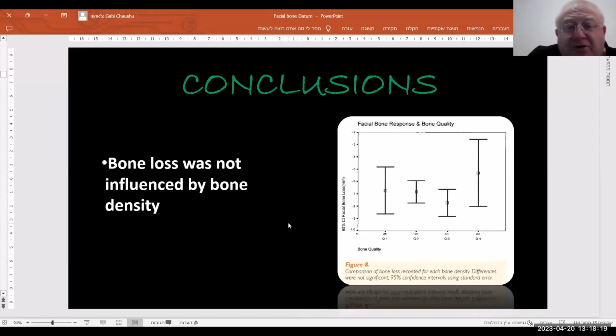And another factor that we try to consider is bone density. And we want to know whether bone density can influence the final result. And as you see in this study, with different bone qualities from 1 to 4, actually there was no influence of bone density on vertical bone loss.